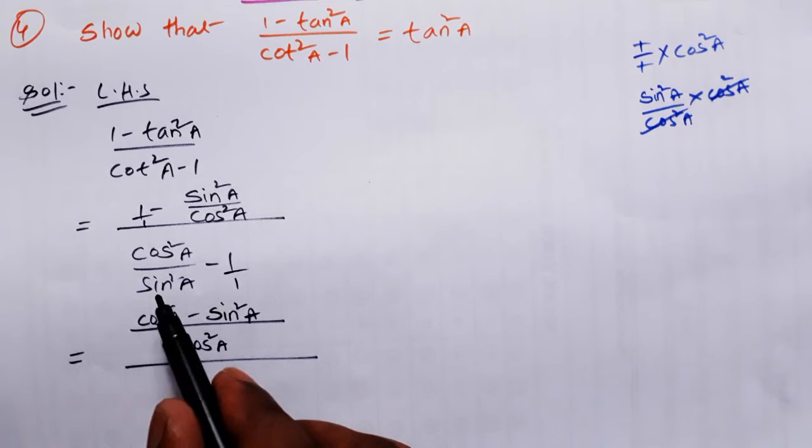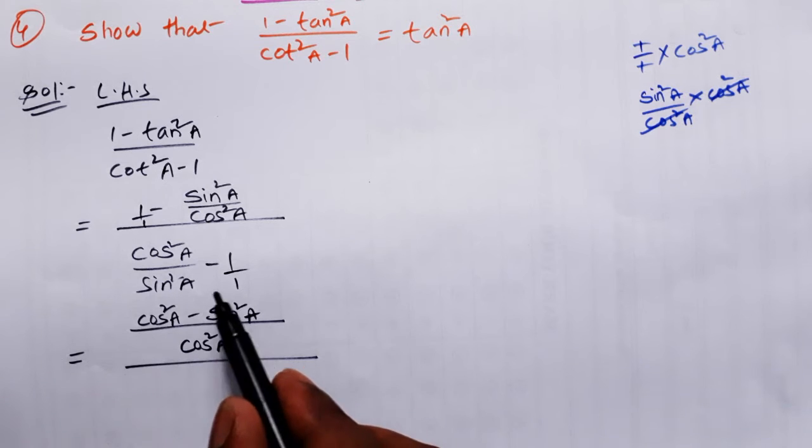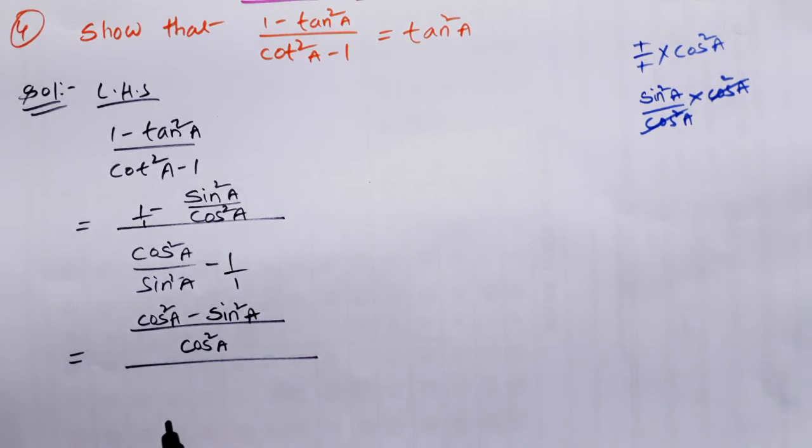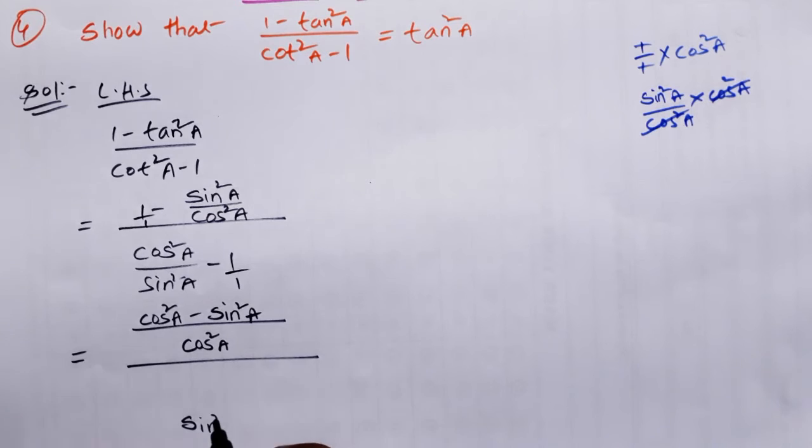In the denominator we have this one. For this, sin square A and 1, what is the LCM? The LCM is sin square A. That is the LCM.